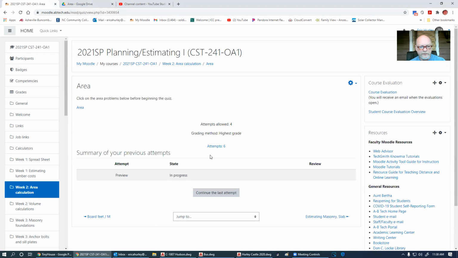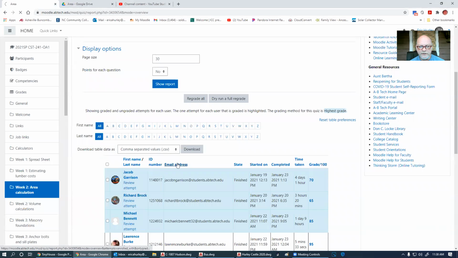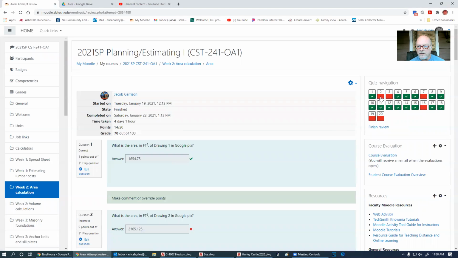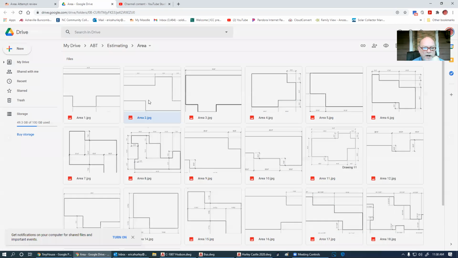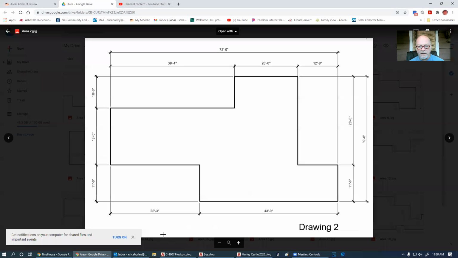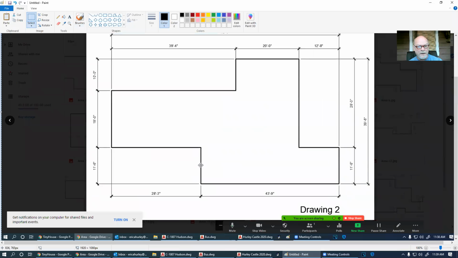Okay, I've already got my areas open here. I'm just going to go into yours and take a look. All right, so you missed number 2. What is the area of drawing 2? Open this up and press print screen on your keyboard, then open up Paint and hit Control V at the same time, and this will open up.